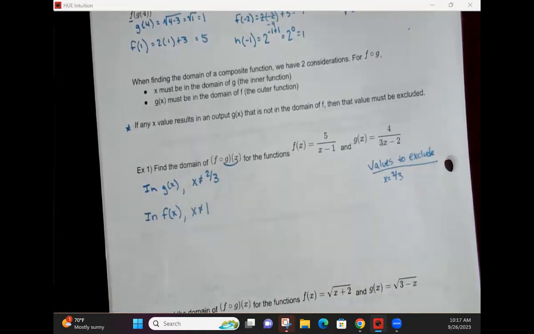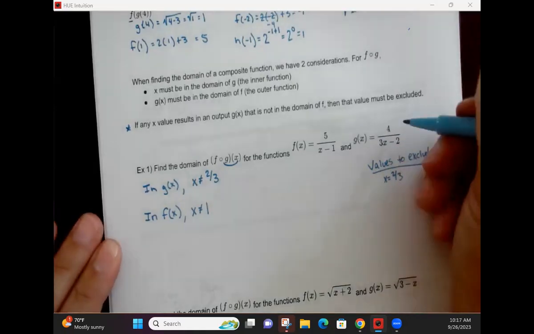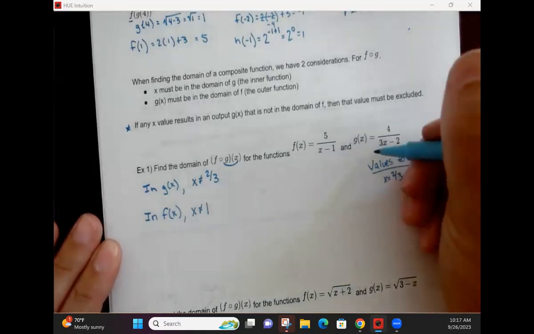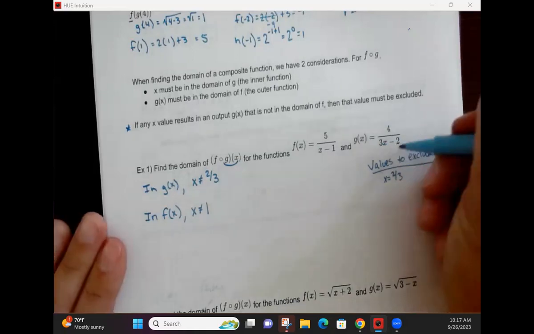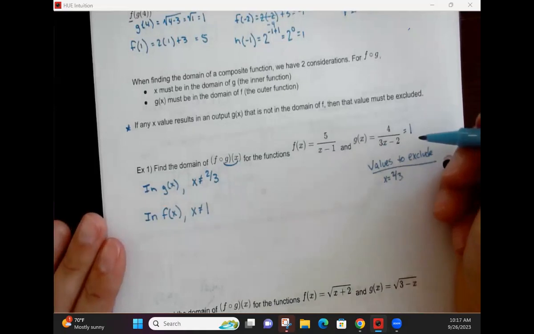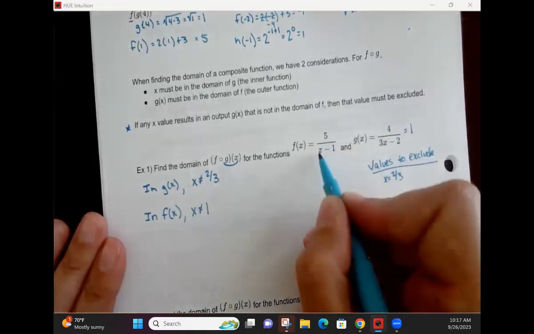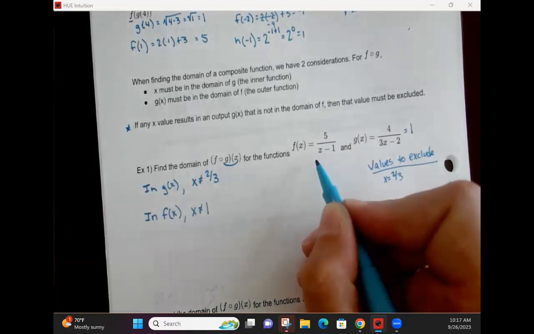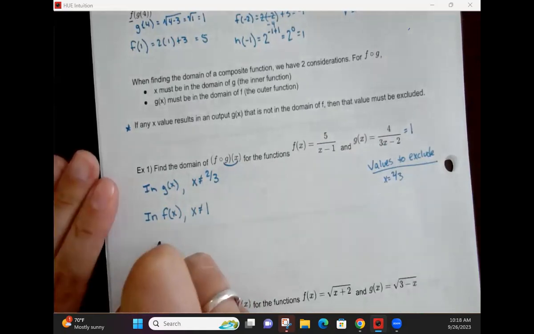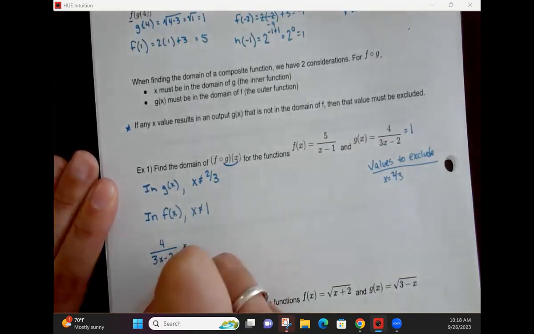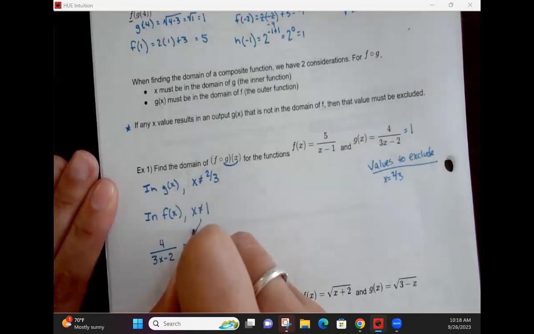What I'm looking for is, for what value of x would this be equal to 1? That's the issue. If this whole thing equals 1, then when I put it into f, I've got a problem. Does that make sense? Okay. So that's what I'm going to look for. I've got 4 over 3x minus 2, and I want to know when this equals 1, okay?